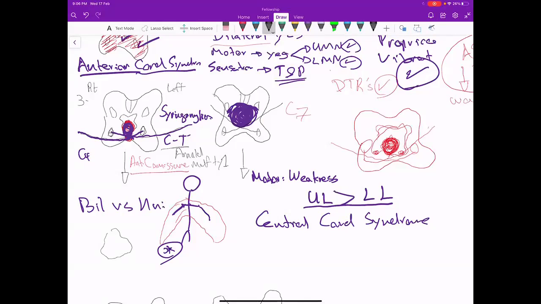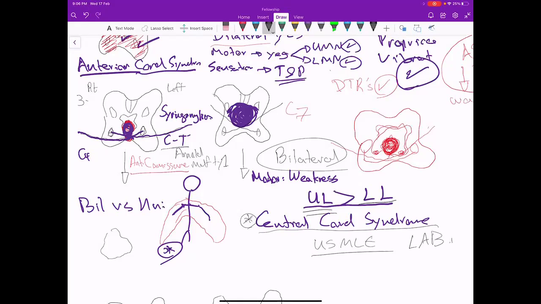If I have a case where I have weakness in the entire body and it is bilateral, but it is more in the upper limb than in the lower limb, what do you think of? Central cord syndrome. Okay. Central cord syndrome, by the way, just for the record, is not discussed in First Aid for the USMLE, but we like to ask it in our lovely lab. So it's important for you to know.